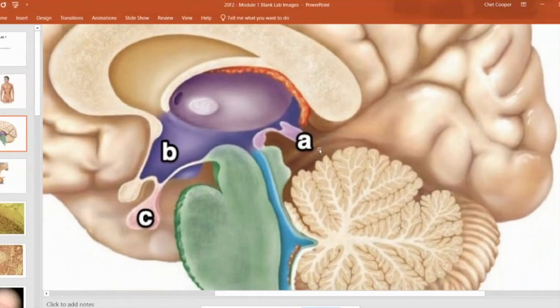What gland is A? Pineal gland. And what hormone does it produce? Melatonin. Very good. What gland is C? Very good. Pituitary, because C is both the anterior and the posterior pituitary. What gland is B?